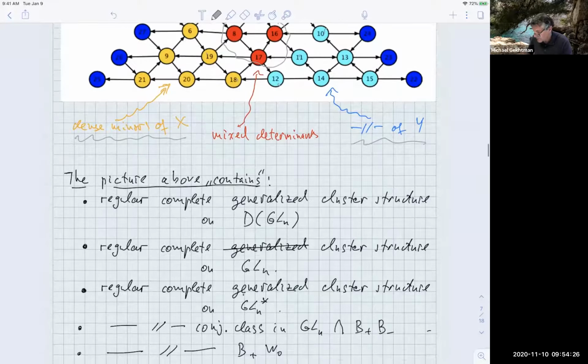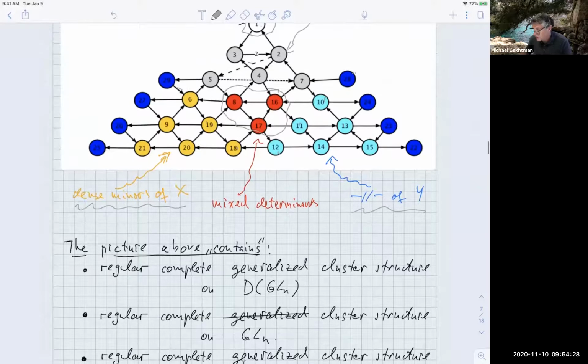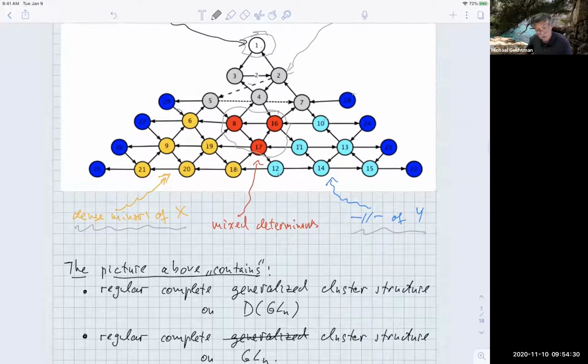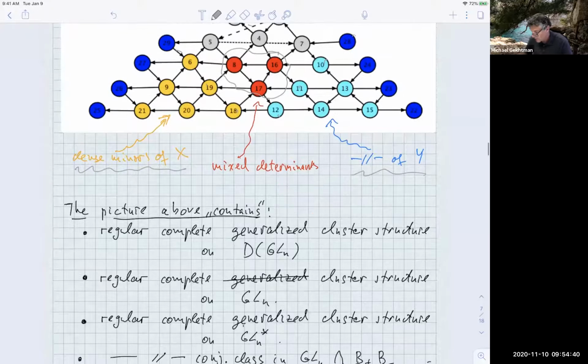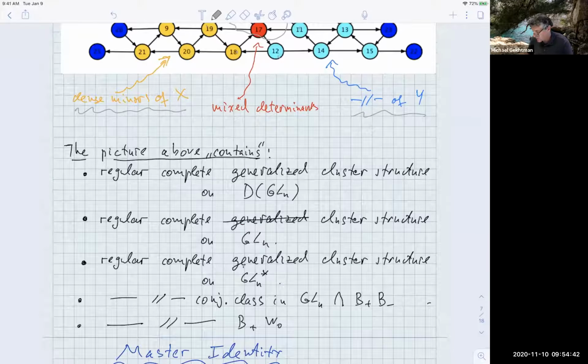So it's not generalized. Similarly, you can reduce to the dual Poisson-Lie group, and then the wings of this picture will fall off, they will disappear, and then you'll have a regular complete generalized structure on GL_N star. And you can reduce further to a structure on the conjugacy classes on GL_N intersection with just big Bruhat cell B plus B minus, which is of interest to people studying Coulomb branches.